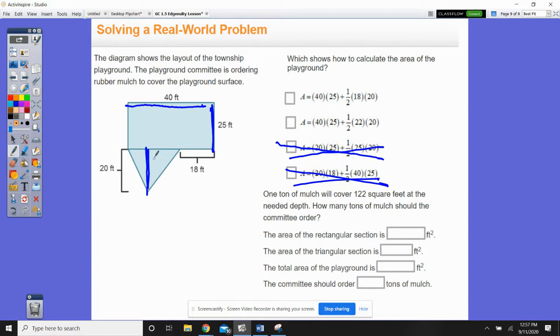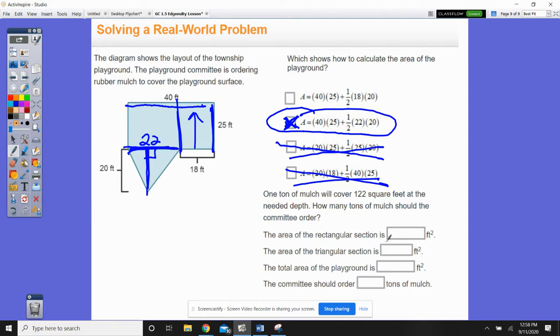This is the height, it's 20. So the base of the triangle will come from taking 40, subtracting the 18, and that will give us 22 for the base of the triangle. 22 times 20 divided by 2. This is the area of that playground. So we can figure out what that is.